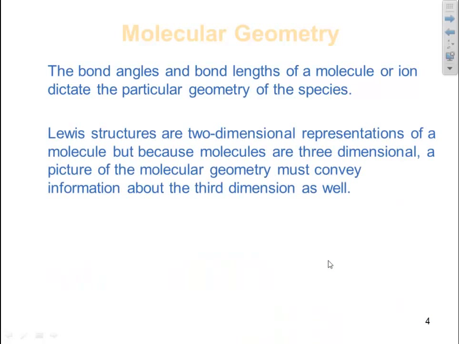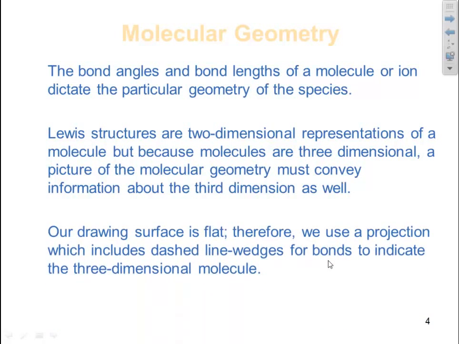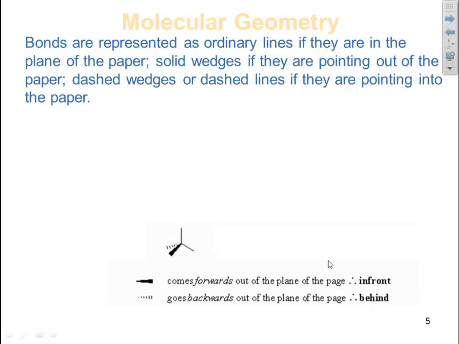Lewis structures are two-dimensional representations of the molecule, but because molecules are three-dimensional, a picture of the molecular geometry must convey information about the third dimension as well. Our drawing surface is flat. Therefore, we use a projection which includes dashed line wedges for bonds to indicate the three-dimensional molecule. Bonds are represented as ordinary lines if they are in the plane of the paper, solid wedges if they are pointing out of the paper, dash wedges or dashed lines if they are pointing into the paper.